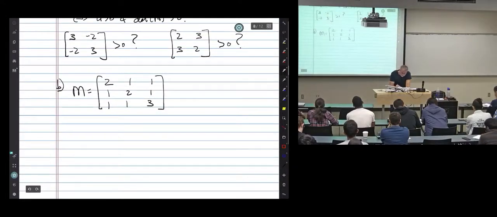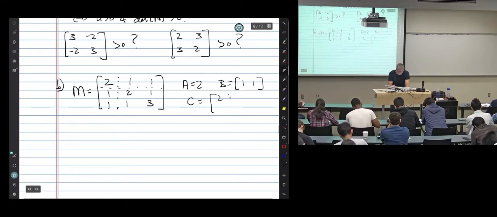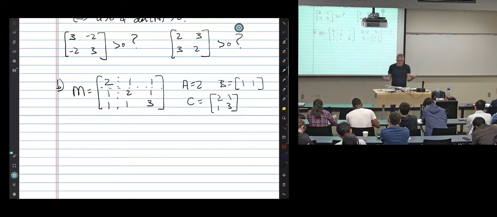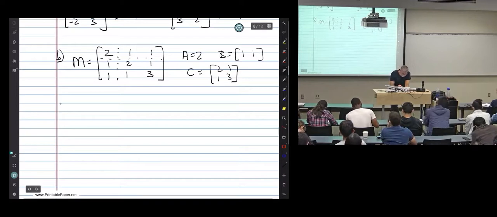And the way I did it was like this. Okay, so A is 2, B is 1, 1, and C is 2, 1, 1, 3. It's no harder if you make the other choice. You can check that at home. So is M positive definite?